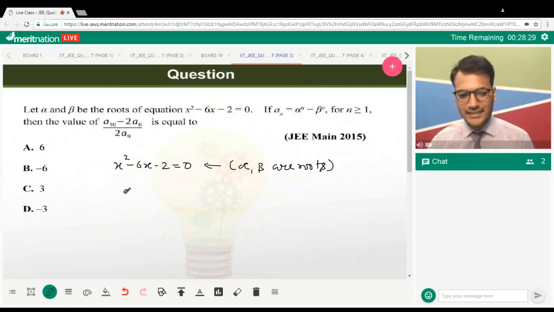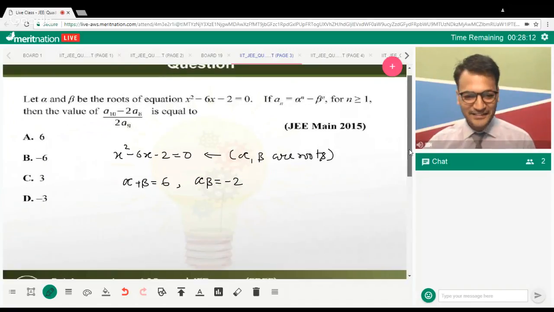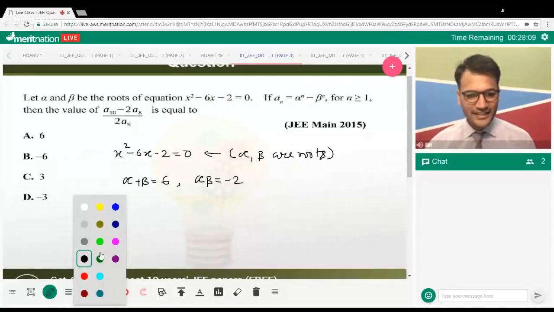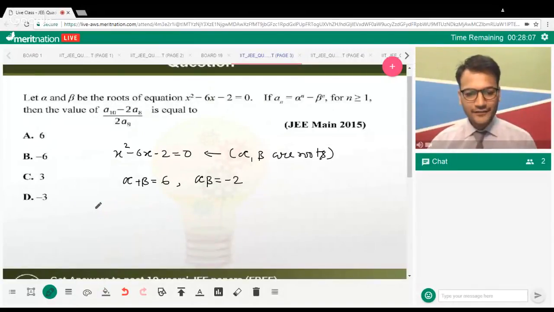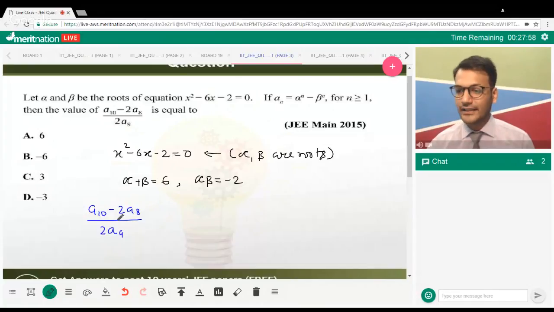So over here, we know alpha plus beta is equal to 6, which is minus b by a, and alpha into beta is equal to minus 2, which is c by a. Everyone knows about it, right? Yes, Aman, that's one way to solve the question. Let's have a look. We've been given a10 minus twice of a8, divided by twice of a9. This is what we need to calculate. A10 from this equation would be alpha to the power 10 minus beta to the power 10. Yes or no?